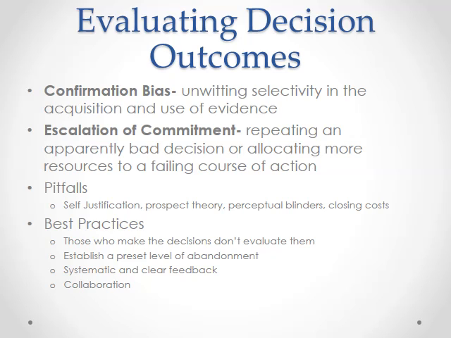Third, we have a perceptual bias. For example, decision makers not seeing problems soon enough by non-consciously screening out negative information. Last is closing costs, which tend to be high and cause decision makers to attempt to avoid them at all costs.